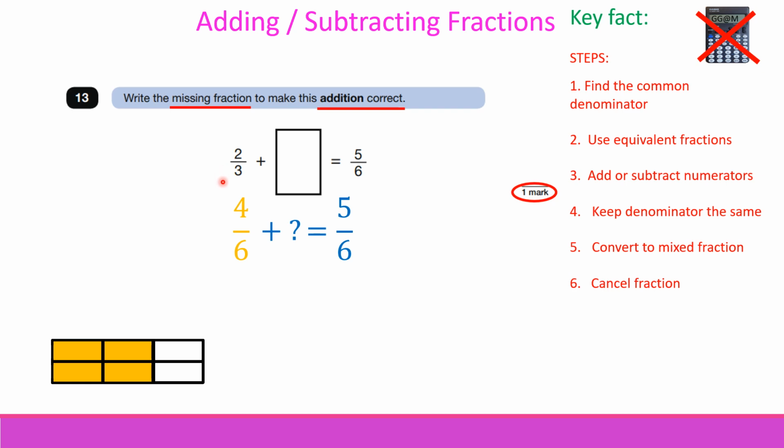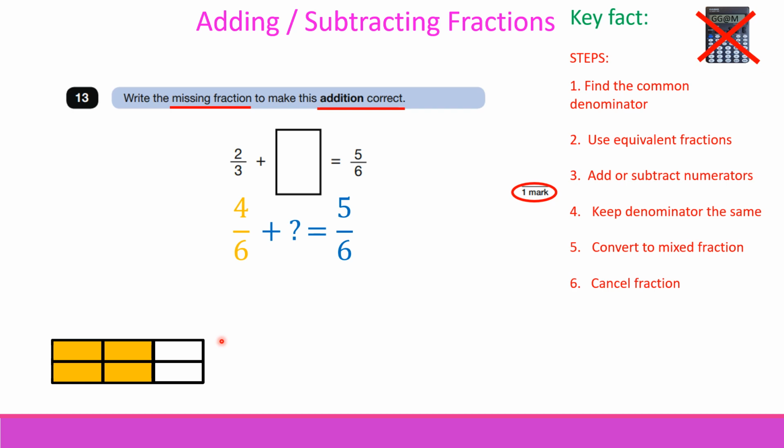So I could say 4/6 plus some missing value is going to equal 5/6, because the question says 2/3 plus something is going to equal 5/6, and we've got to work out what this question mark is. So 4/6 plus something, over 6, has got to equal 5/6. If you look at your diagram, we've already got 4 of them coloured in, and we need to make 5/6. You should be able to see from looking at your diagram what the missing value is going to be.